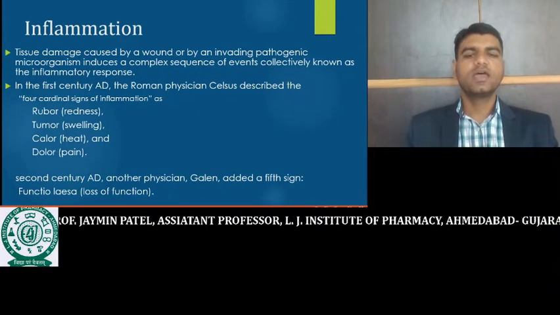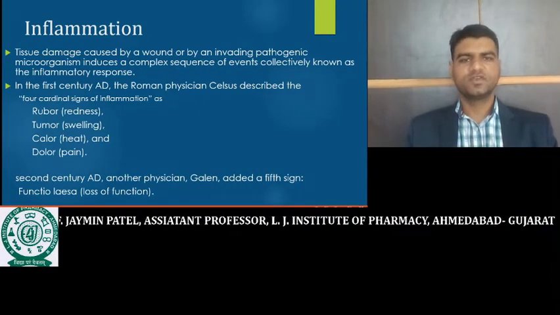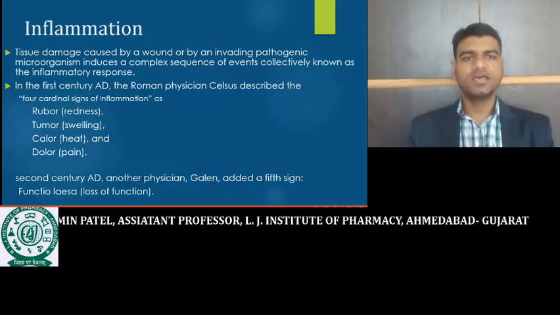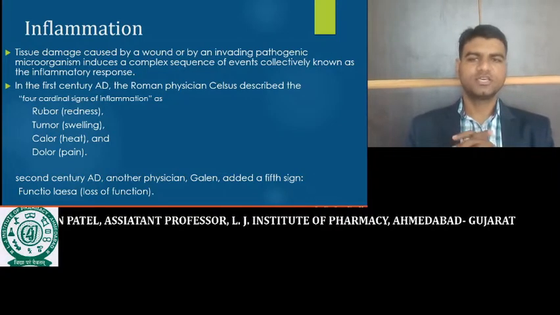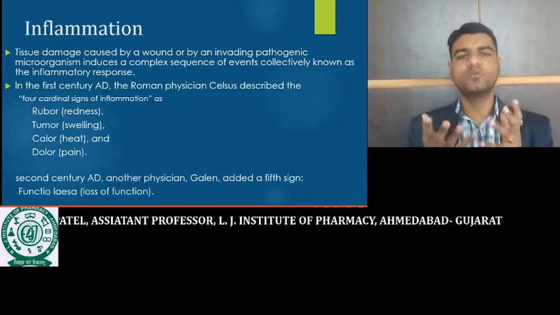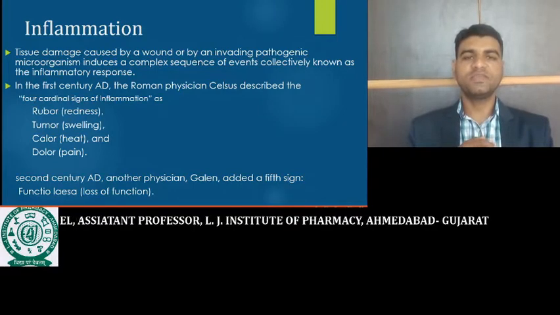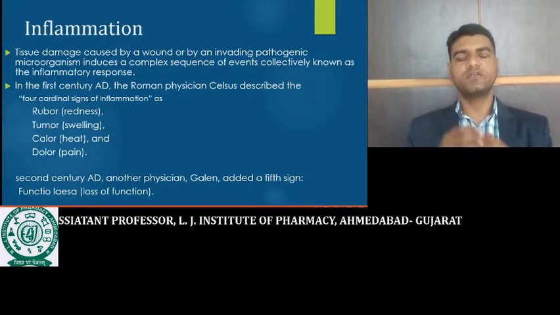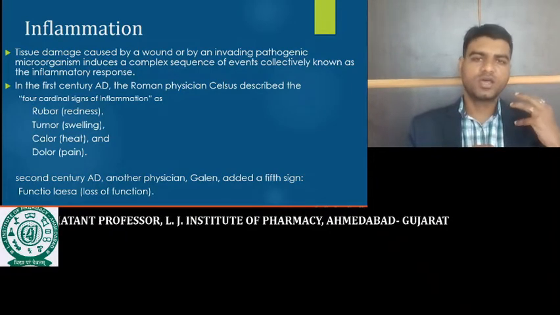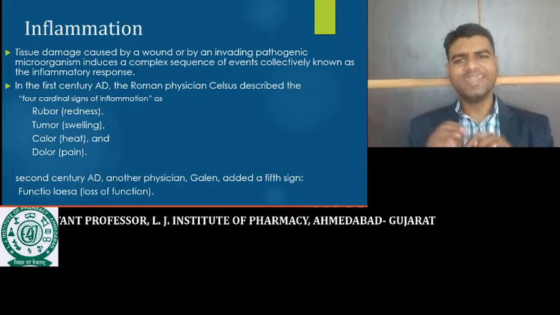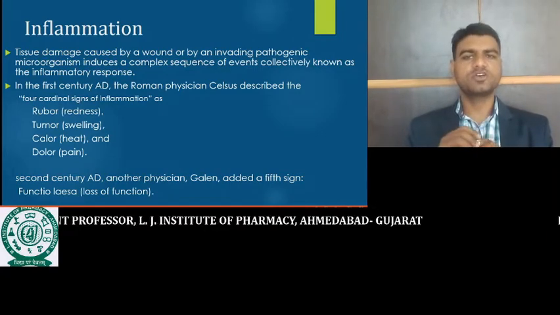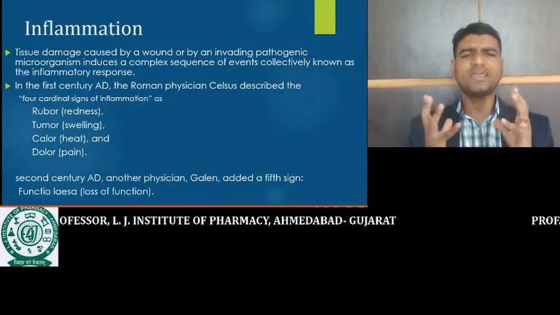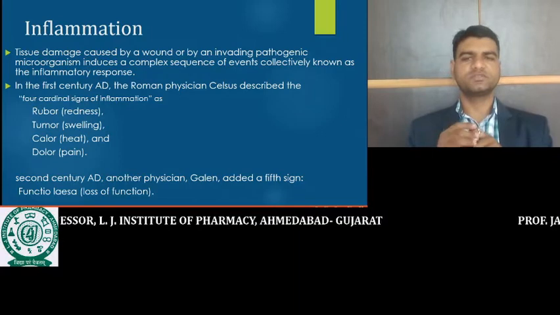Now, what is inflammation? Is inflammation good for us or bad for us? Actually, inflammation is a protective mechanism. When inflammation occurs, it indicates that our immune system is responding to the injury, to the organism. So when any tissue damage occurs, caused by wounds or by invading pathogenic microorganisms, it induces a complex sequence of events, and that is called inflammation.